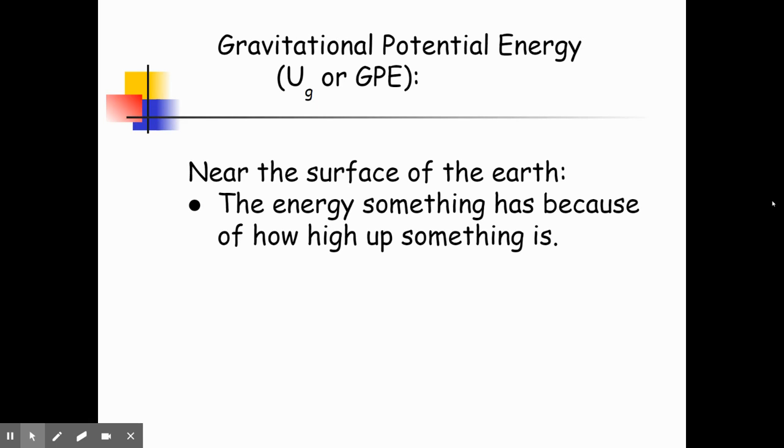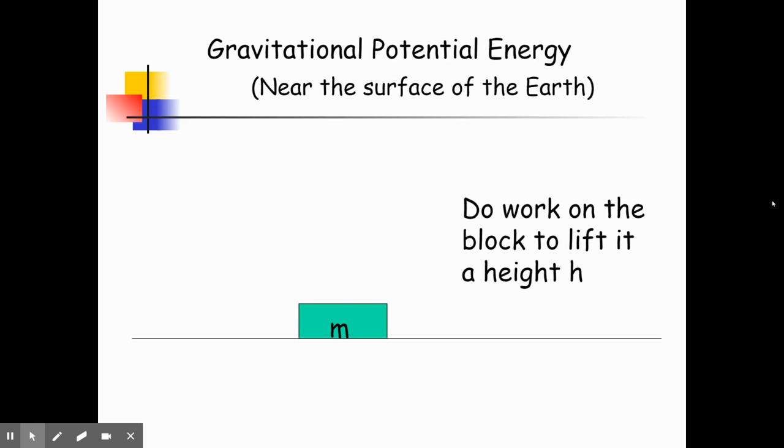And an object is going to have gravitational potential energy depending on how high up it is. So if you're sitting on the ground, I'll say that my gravitational potential energy is 0. And when I'm really high up into the air, I'm going to say that I have a really big gravitational potential energy.